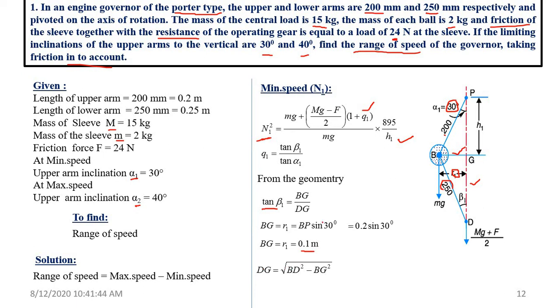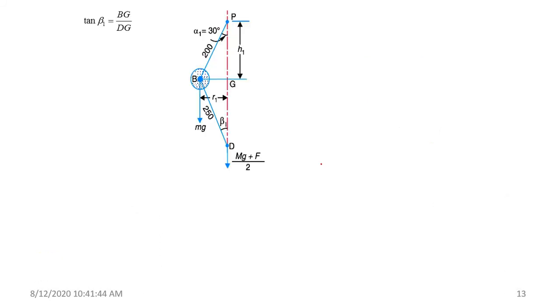So how to find the DG value? Using the Pythagoras theorem, DG is the square root of BD squared minus BG squared. Substituting the values, we get DG as 0.23. So you know BG and DG, and you can find tan beta 1. Already you know the tan alpha value. Tan beta 1 is equal to BG divided by DG.